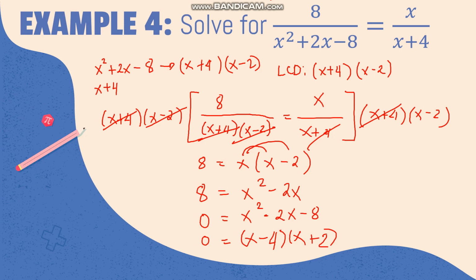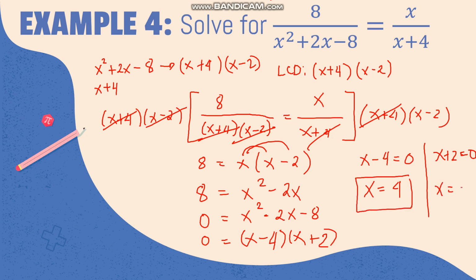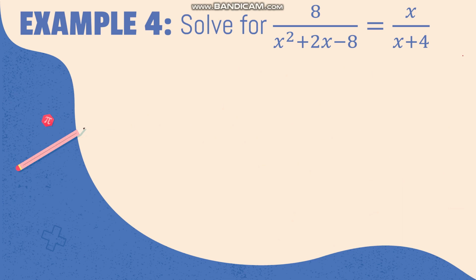And then, since we already have the factors, all we have to do now is to equate each factor to 0 to identify the exact value of x. x minus 4 equals 0. x plus 2 equals 0. So we have here x equals 4, and we have x equals negative 2. And then all you have to do now is check if they will be satisfied or not. So let's check. First, let's have x equals positive 4.